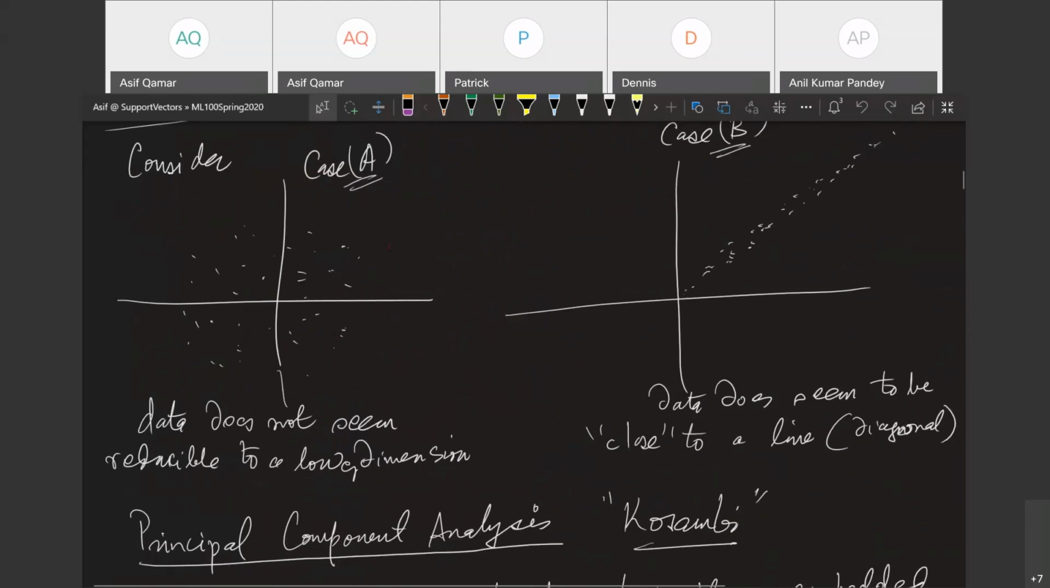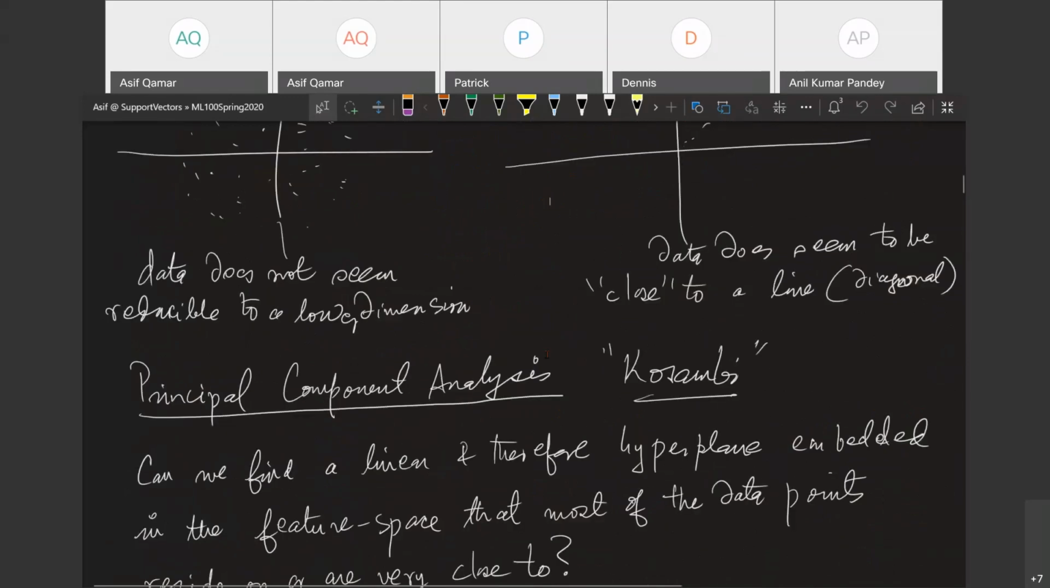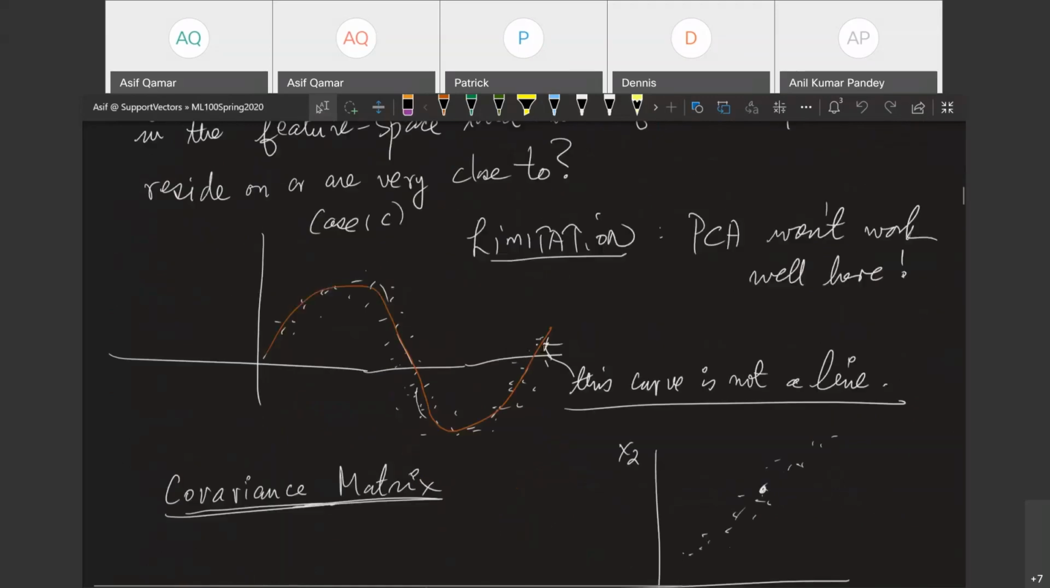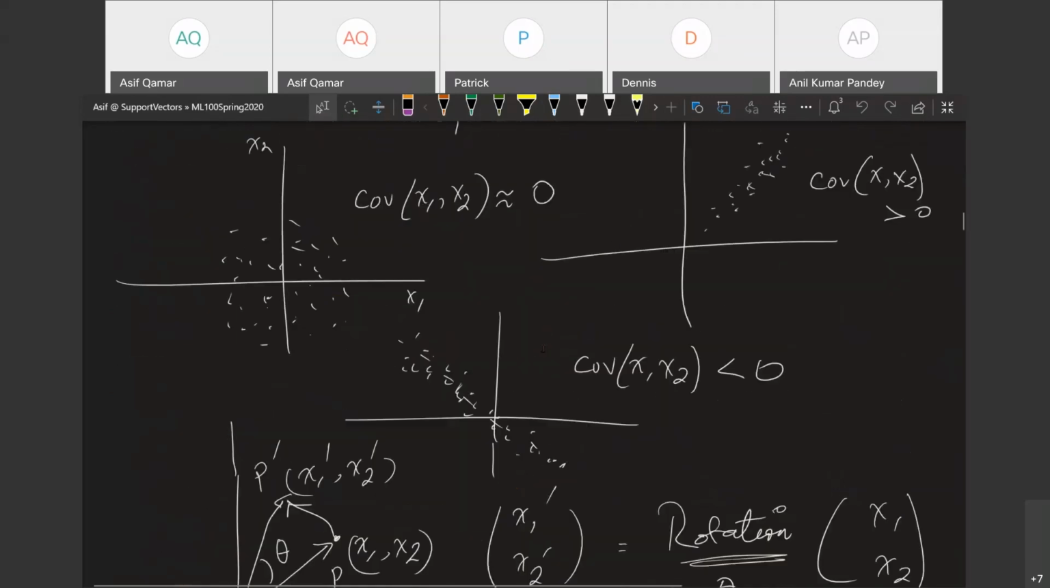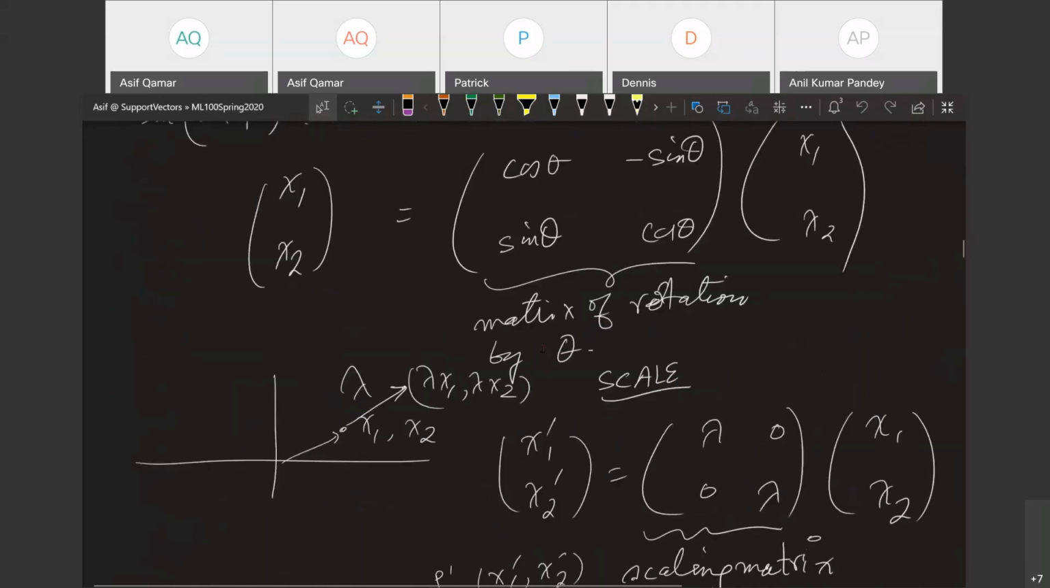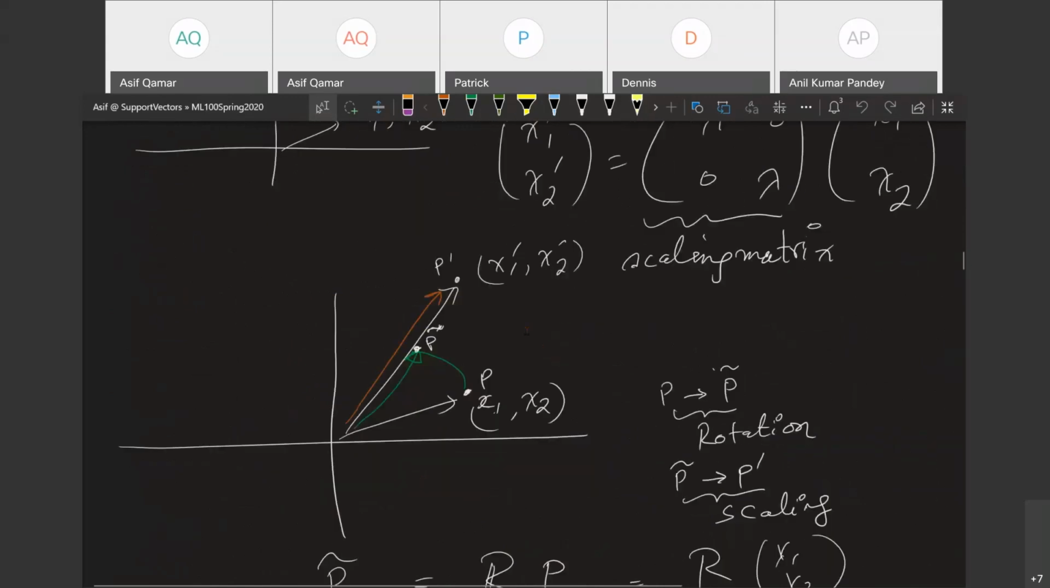So suppose we notice the fact that if you take uniform noise and we apply a covariance matrix to it, it will take on a shape.